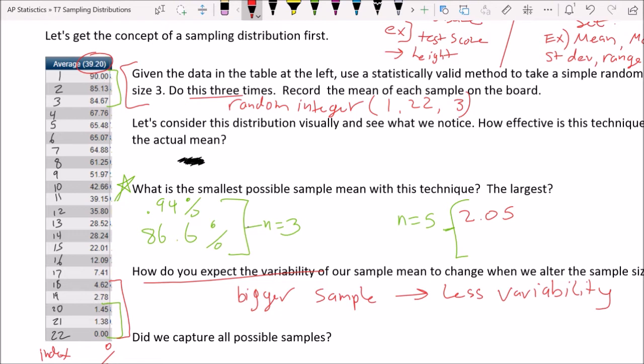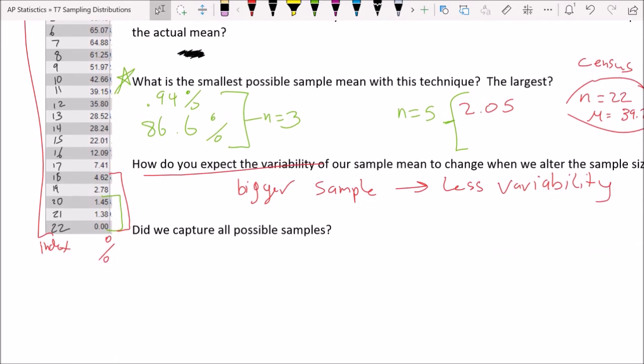If that doesn't feel obvious yet, imagine if our sample size was 22. That would mean that we took all the data. If we did that, we would be guaranteed to find that the mean was 39.2. We would be guaranteed to get it right. And that's a census, right? And so of course it's going to be right. There's no inference then. So big sample sizes are better.